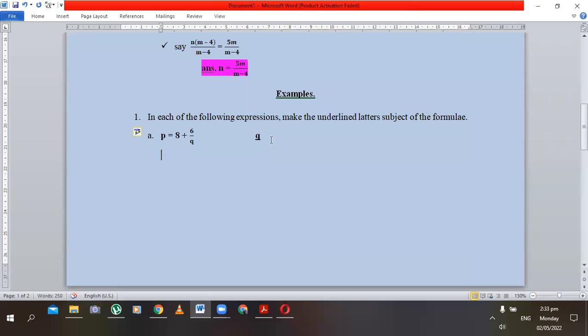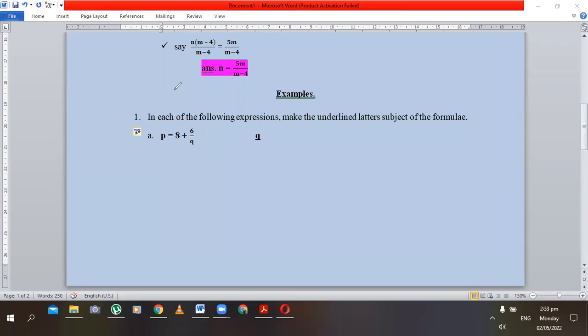How do we solve? We need to make sure that this number here goes this side because it's not a fraction. The only fraction that we have is this one here. So this fraction remains alone, and that which is not a fraction goes the other side.